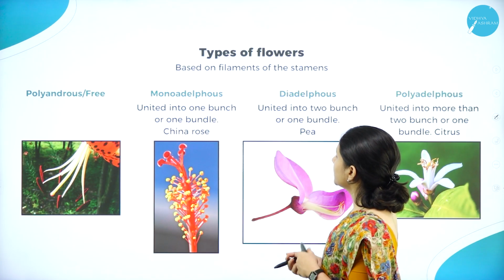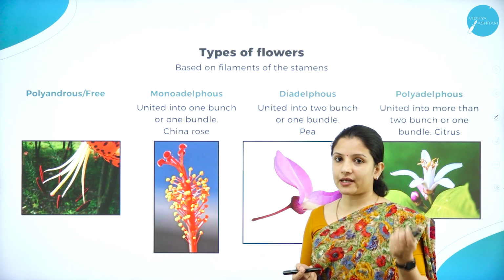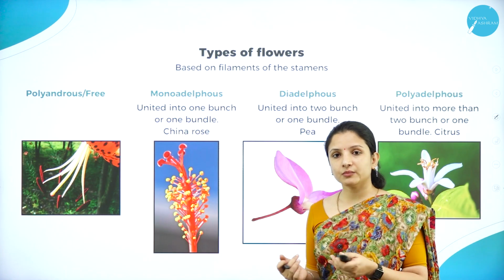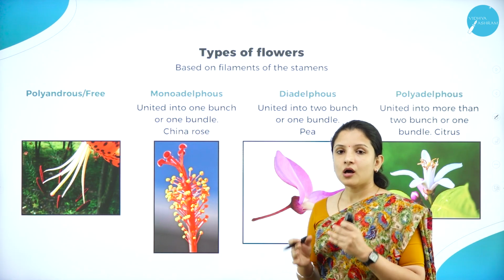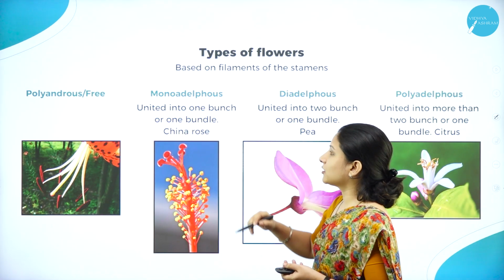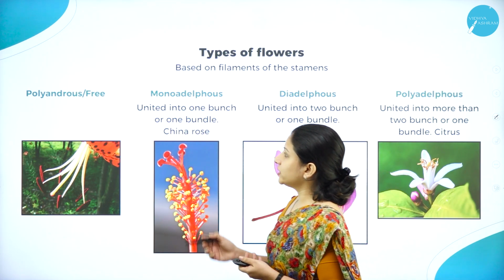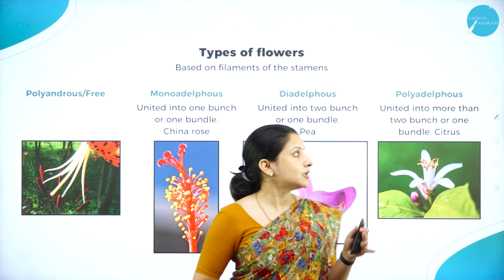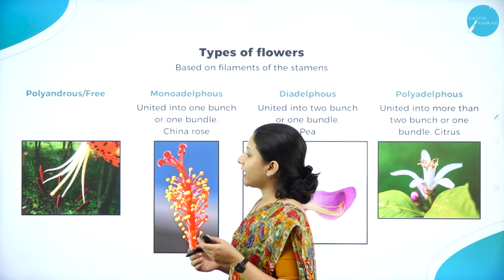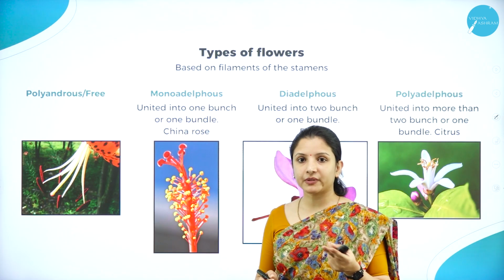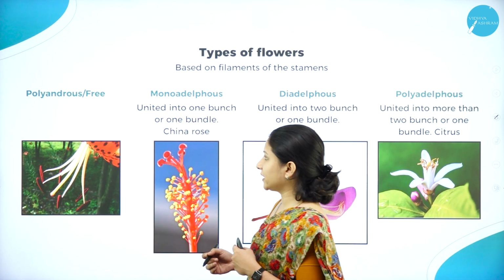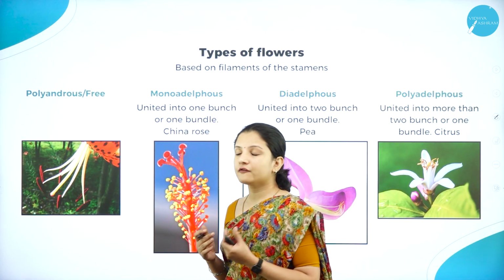So next, moving on to the filaments, that is, how the filaments are attached to the stamens. We earlier talked about how the stamens are attached to the petals. Now based on how the filament is attached to the stamen, the flowers are of 4 types: polyandrous, monadelphous, diadelphous and polyadelphous. So polyandrous means more than one stamen will be present, but they are free. They are not fused to each other.